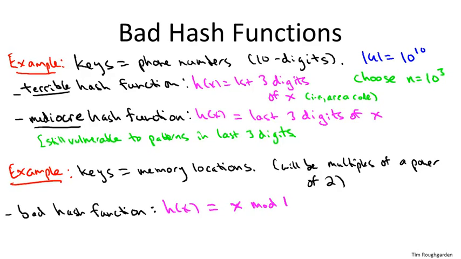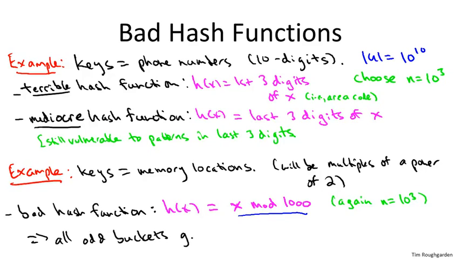So don't forget what the mod operation means. This means you just essentially subtract multiples of 1,000 until you get down to a number less than 1,000. So in this case, it means if you write out x base 10, then you just take the last 3 digits. So in that sense, this is the same hash function as our mediocre hash function when we were talking about phone numbers. We discussed how the keys here are all going to be memory locations, so in particular they'll be even numbers. And here we're taking their modulus with respect to an even number.